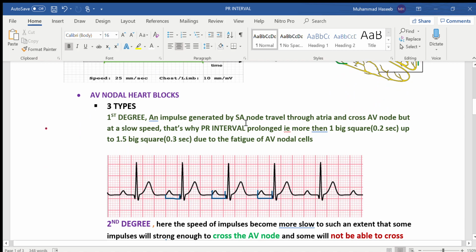An impulse generated by the SA node travels through the atria and crosses the AV node, but at a slower speed. That's why the PR interval is prolonged. It will be more than a big square, that is more than 0.2 seconds, up to 1.5 big squares, that is 0.3 seconds. And this is mainly due to the fatigue of the AV nodal cells.